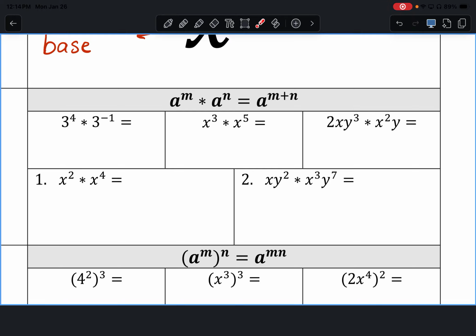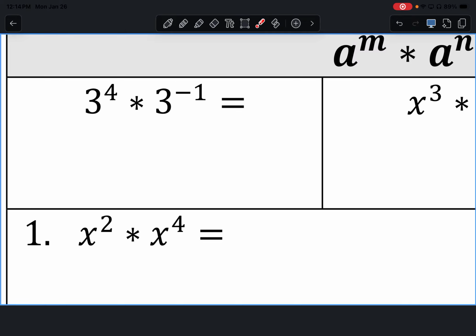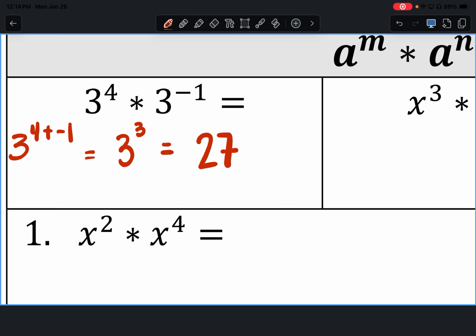Thank goodness. All right. So let's look at the examples here. For the first example, we have 3 to the 4th power times 3 to the negative 1 power. So we're going to say 3 to the 4th plus negative 1. What is 4 plus negative 1? 3. So we should have 3 to the 3rd power. What is 3 to the 3rd power? 27. Okay? Because 3 times 3 is 9, times 3 again is 27.